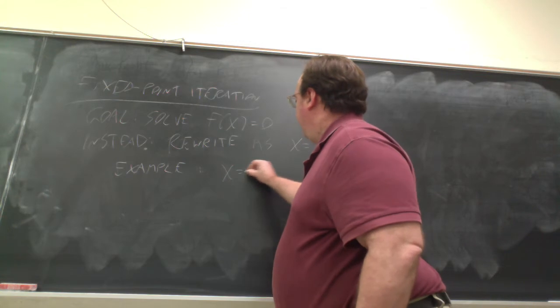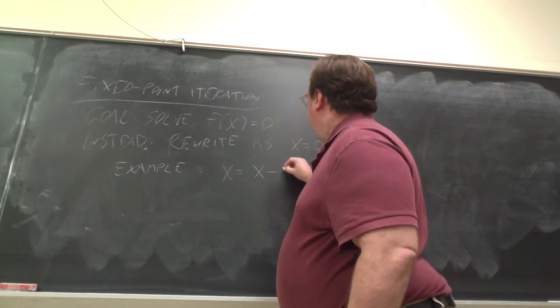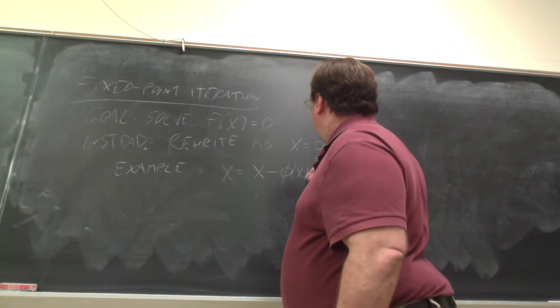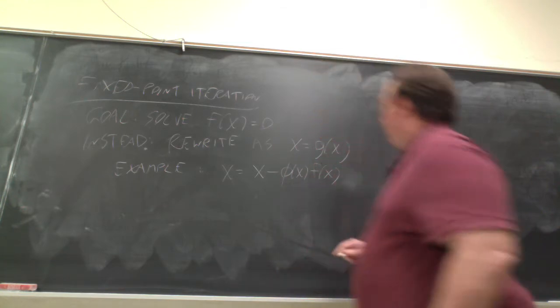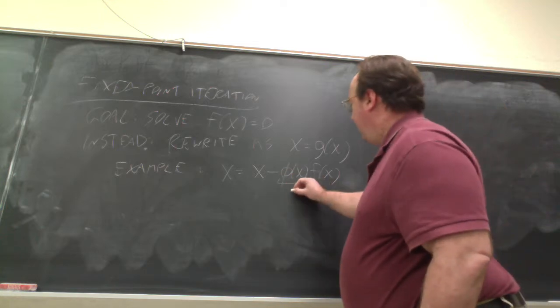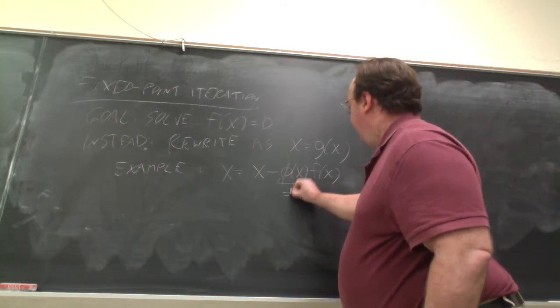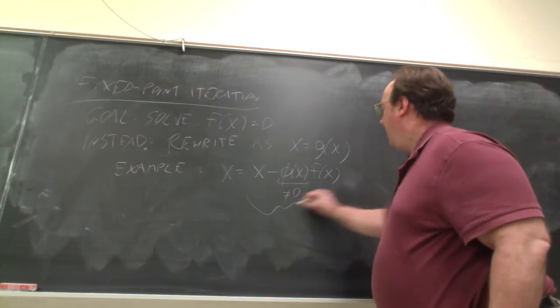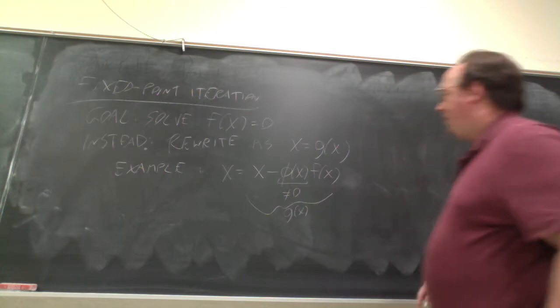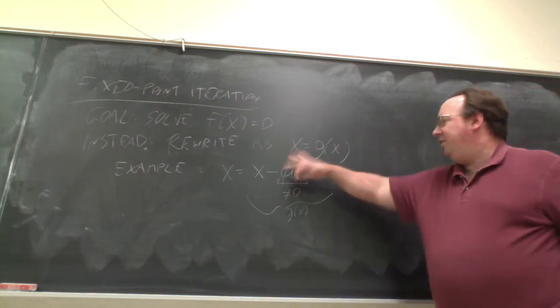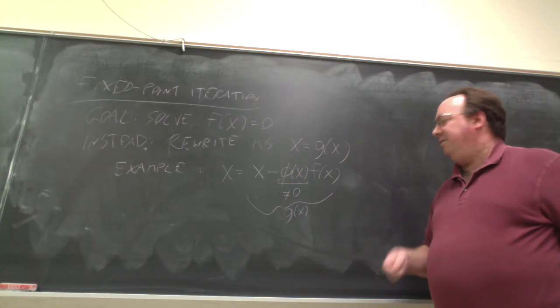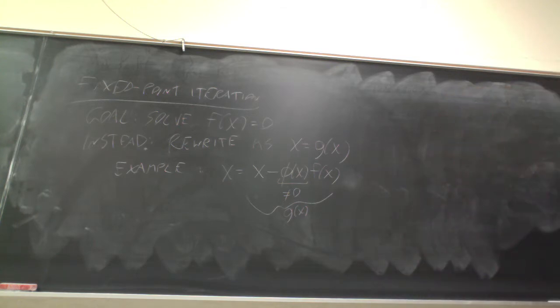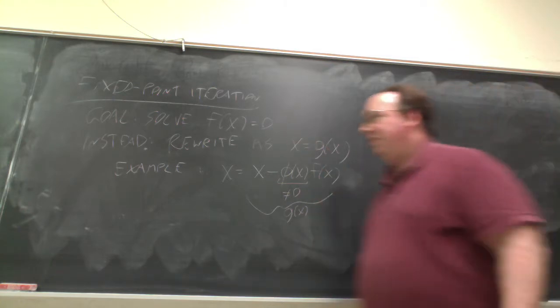You could say x equals x minus some function phi of x times f of x, where this function phi of x is non-zero. For example, if you choose it to be a constant. So this whole thing on the right side is your g of x, because if f of x equals 0, then all of this will go away, and you'll have x equals g of x. And that's our typical framework for how we're going to transform this equation to this equation.